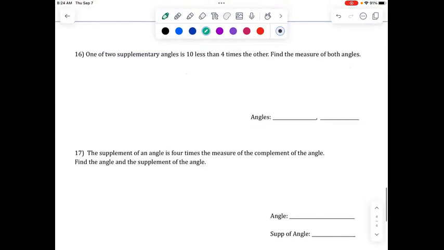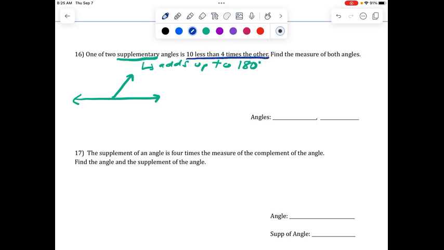Number 16, one of 2 supplementary angles. Pause here. Supplementary means adds up to a straight angle or 180 degrees. So what I'm going to do is draw a straight line or a straight angle. I'm going to draw an angle sticking up out of there so that I have 2 different angles that I can deal with. One of 2 supplementary angles is 10 less than 4 times the other.